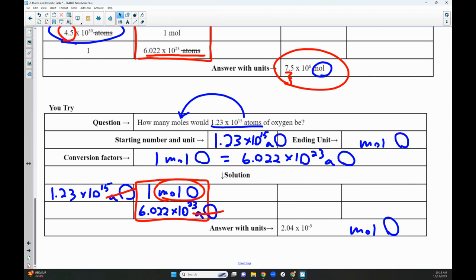So to solve this, I take on top 1.23 times 10 to the 15th multiplied by 1, which of course doesn't change anything. And then I divide by 6.022 times 10 to the 23rd, and I should get 2.04 times 10 to the negative 9th, which is a really small answer. That means I've got way less than 1 mole of oxygen here. Notice in this case, my answer has 3 significant figures, and that is because my starting number had 3 significant figures.